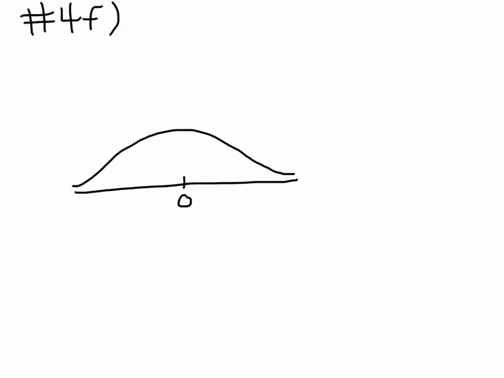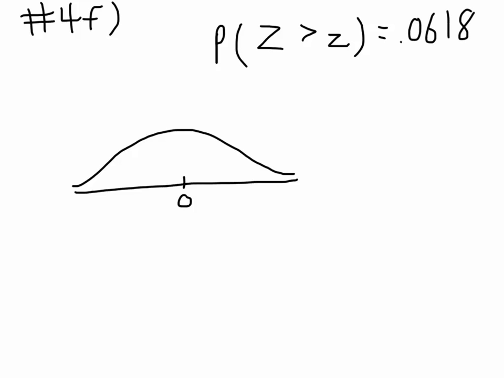4F asks us to find the value of Z for which 6.18% of observations are greater than Z. So the probability that capital Z is greater than this Z that we're trying to find, lowercase z, is equal to 0.0618. So what we want to do is find some Z that leaves us an area in this upper tail greater than that value, and this area here is going to be 0.0618.